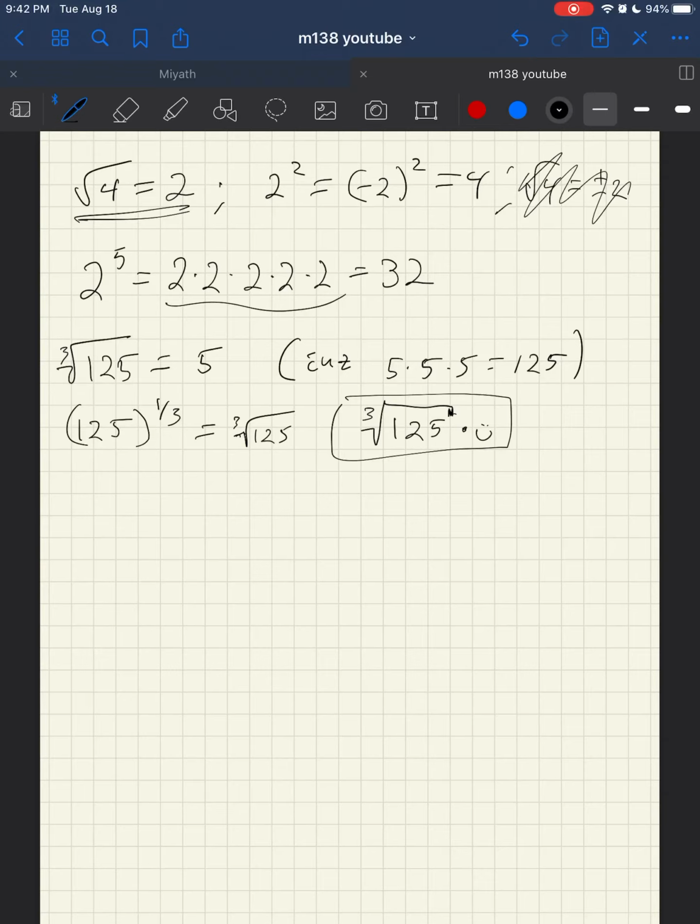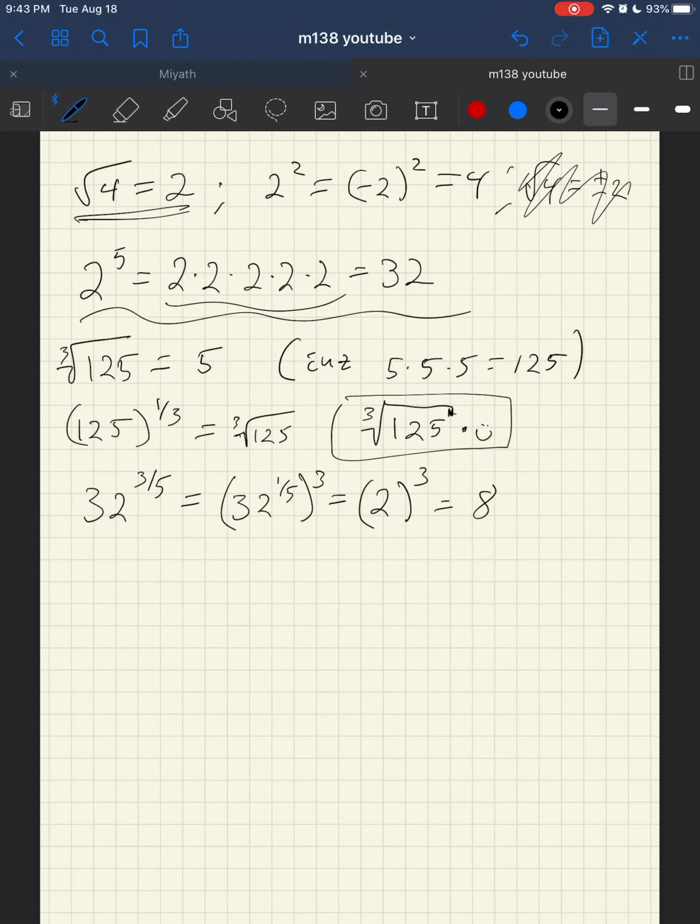But now the thing that I want to end on is, what if I have something like 32 to the 3/5 power? So what's this going to be? Well, let's break this down. This is 32 to the 1/5 power cubed, because 3/5 is 1/5 times 3. And we know that the 5th root of 32 is 2 because of this calculation up here. So we've got 2 cubed, which is 8.